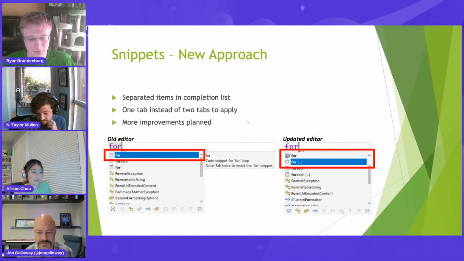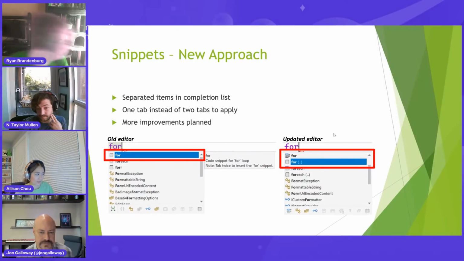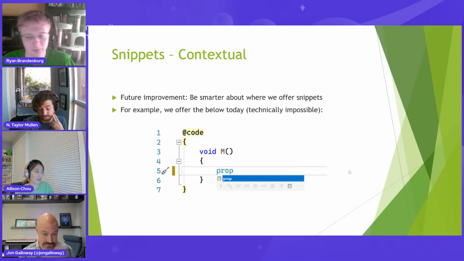Yeah, so we have experimented with having two separate items and having one tab insert each item. So hopefully it's a lot more discoverable than just knowing you have to press two tabs to insert a snippet. We have more improvements planned. This is just what we've preliminarily done to improve snippets.